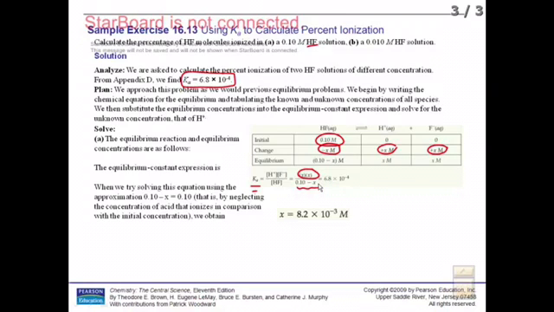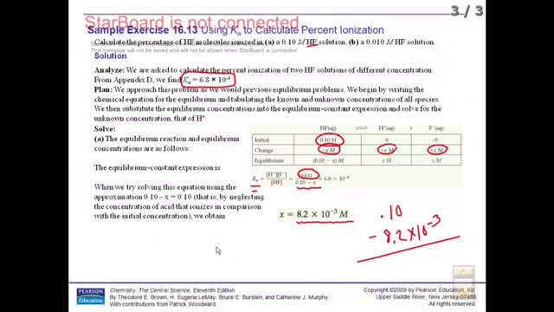It says, when we try solving this equation using the approximation that 0.1 minus x is equal to 0.1, in other words, the x is negligible, you're going to attain an x value that is 8.2 times 10 to the negative 3 molar. The question is, is that negligible? Your initial concentration was 0.10. Your change would be 8.2 times 10 to the negative 3. Is that negligible or not? Remember the rule, it was about 5%, right?